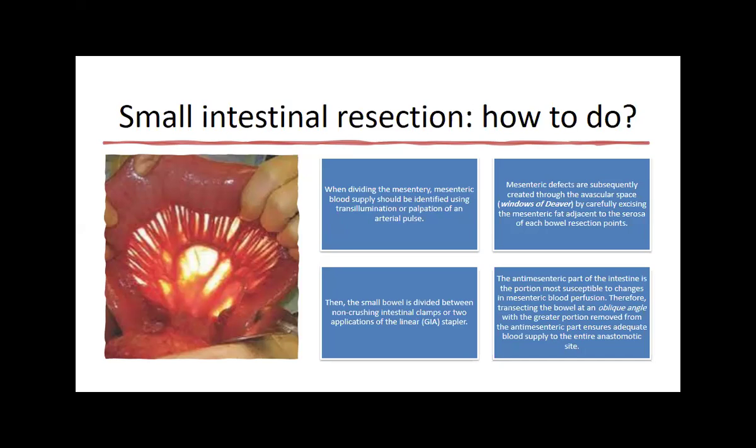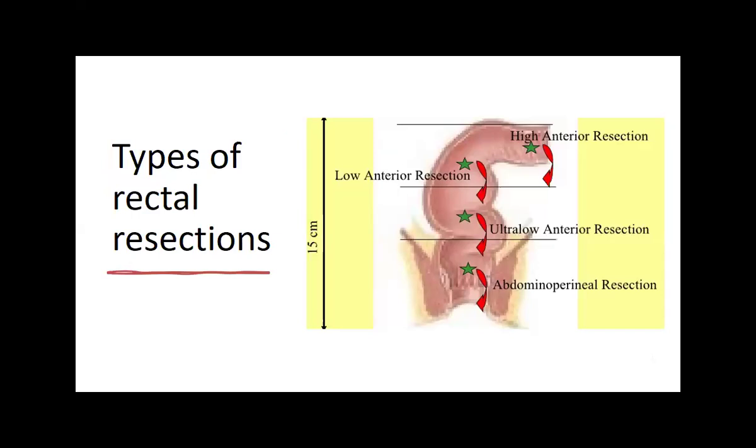Okay. So bear in mind that the blood supply in the mesenteric border is much better than that in the anti-mesenteric border. So you are going to cut more anti-mesenteric than mesenteric. Cut sloping, more on the anti-mesenteric side and less on the mesenteric side, so that you can have better blood supply at the end of the anastomosis. So this is for the small bowel resection.